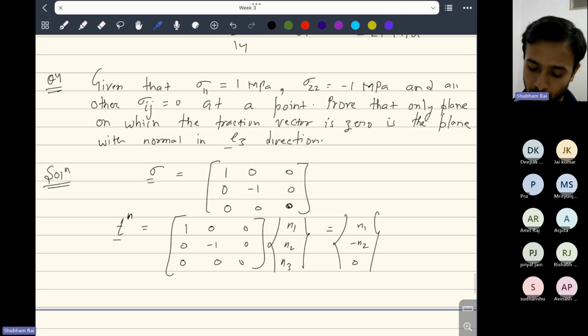Thus we have proved that the only plane on which the traction vector is 0 is the plane with plane normal in E3 direction.